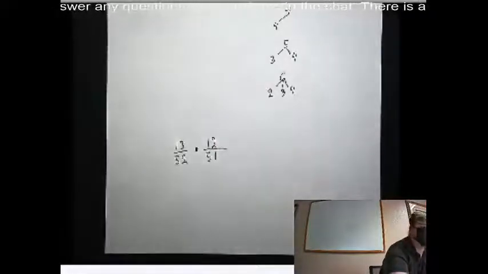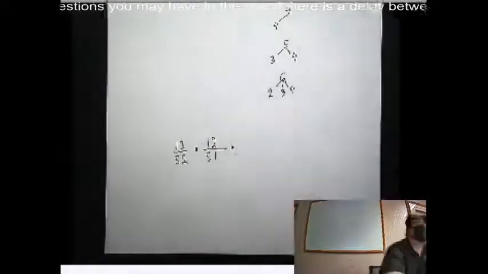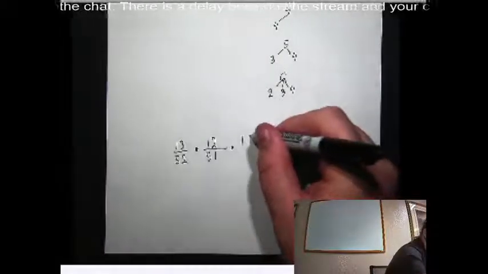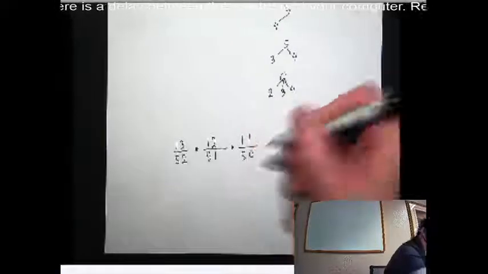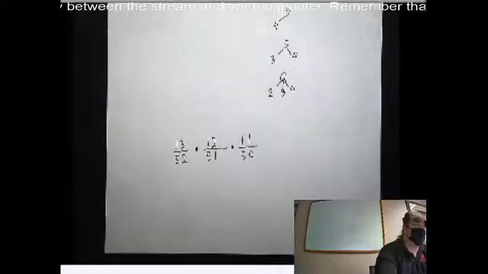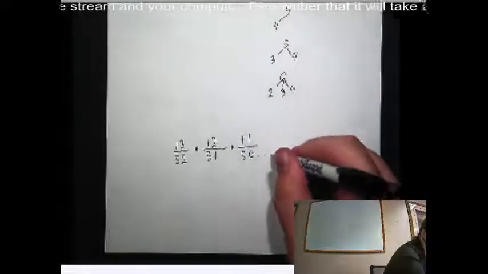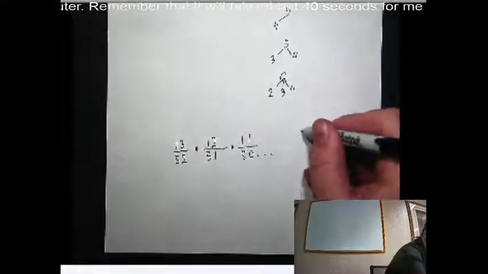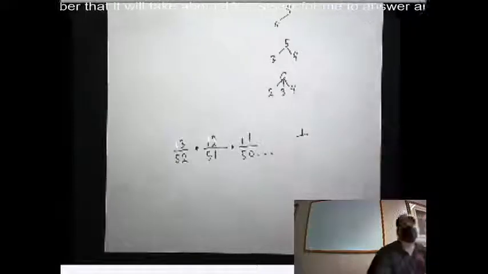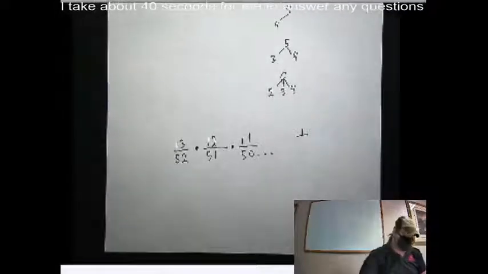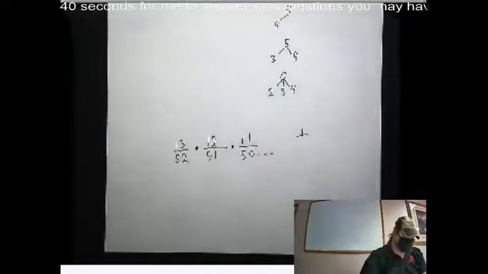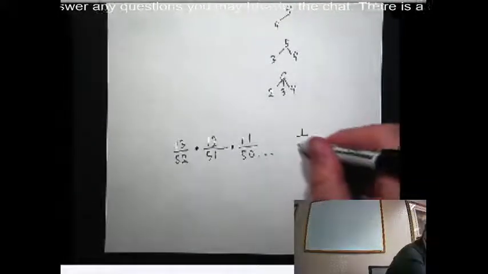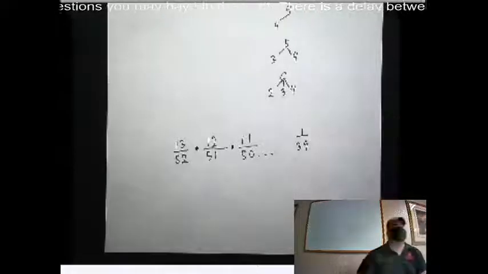Good. I want to do it again. 11 out of 50. Good. And of course, it would keep going on and on like this, 10 out of 49, until we have, well, it'd be 1 out of, well, it's 52 minus 13. 39. Okay?